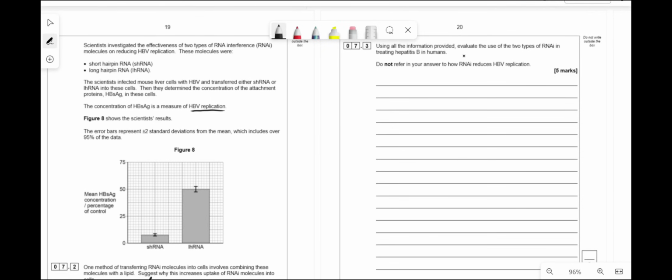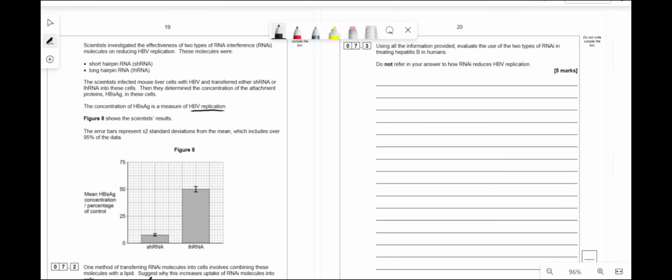Using all the information provided, evaluate the use of the two types of RNAi in treating hepatitis B in humans. Do not refer in your answer to how RNAi reduces HBV replication. So they're just talking about only using the data. So again, this is an evaluate question, so you need to say what's for and what's against.